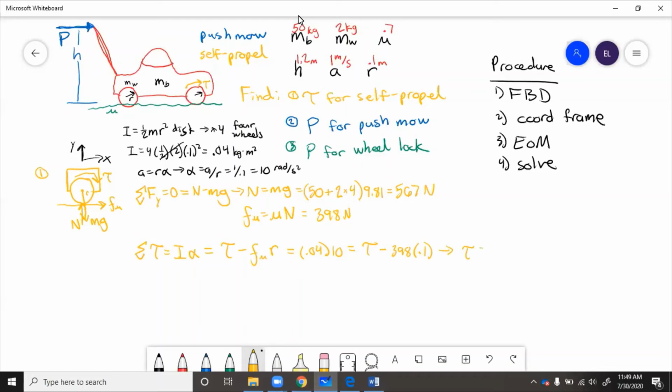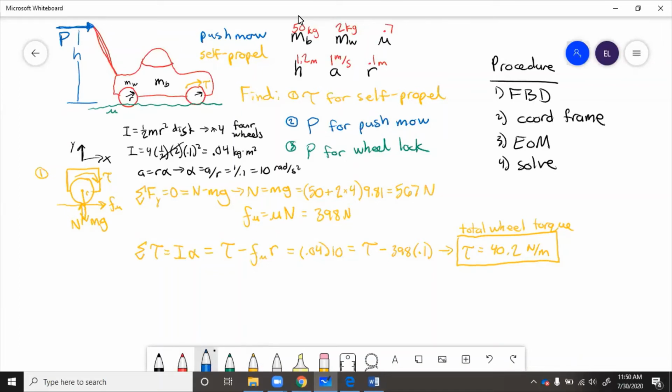Torque equals 40.2 newton-meters. So this is going to be the torque that the engine has to apply on the wheel. So this is total torque, assuming direct drive transmission, total torque on the wheels to reach that acceleration. Okay, so that's the easiest case because the person didn't have to push at all.